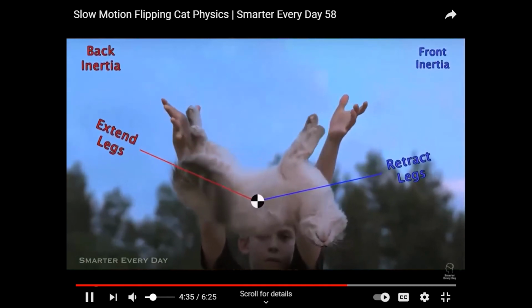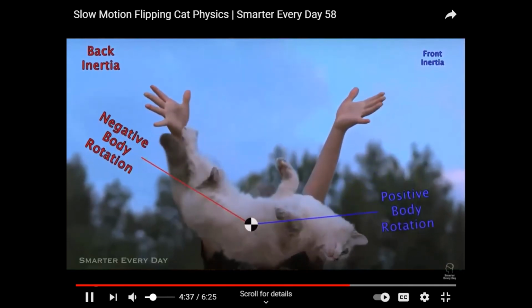All right, back leg means low iota, right?